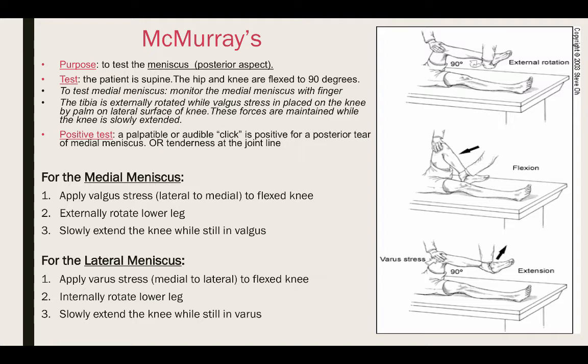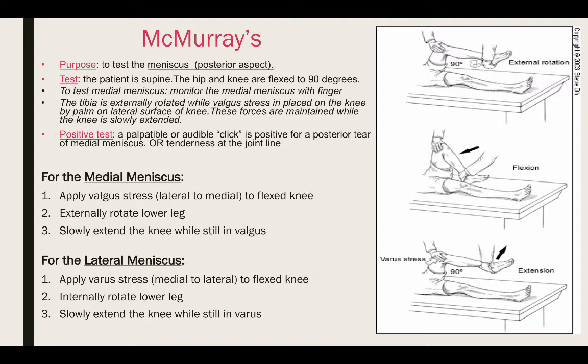McMurray's, again, this is checking for the meniscus. I see people do this wrong all the time. You need to be monitoring at that joint line. You have to apply the valgus stress, externally rotate the leg, and extend the knee, right? And then for the lateral, it's varus stress. You're going to internally rotate the lower leg and then slowly extend the knee while it's in varus.